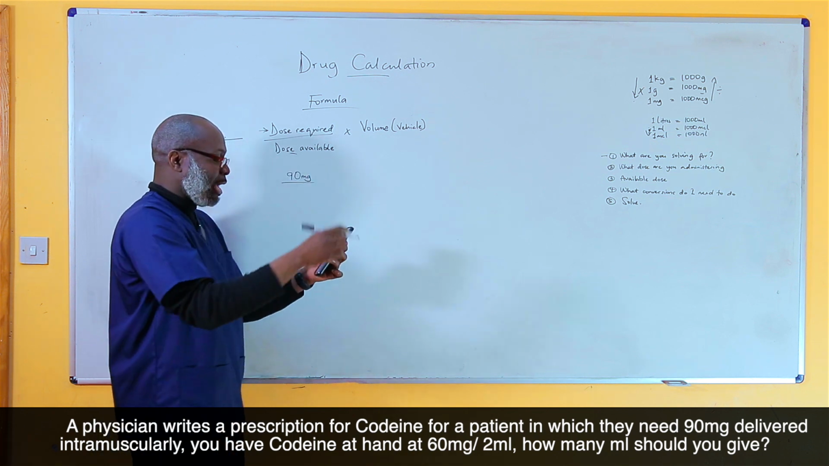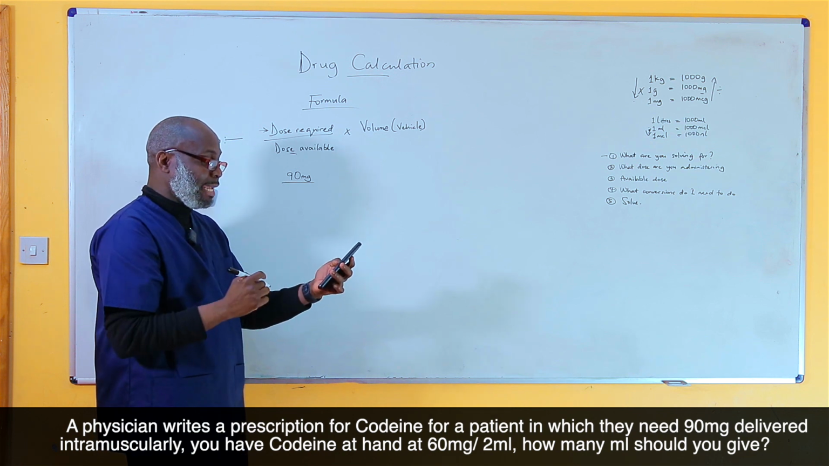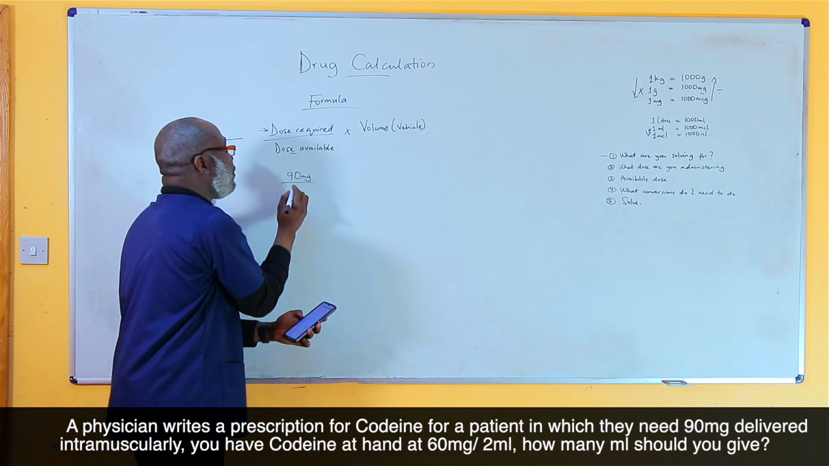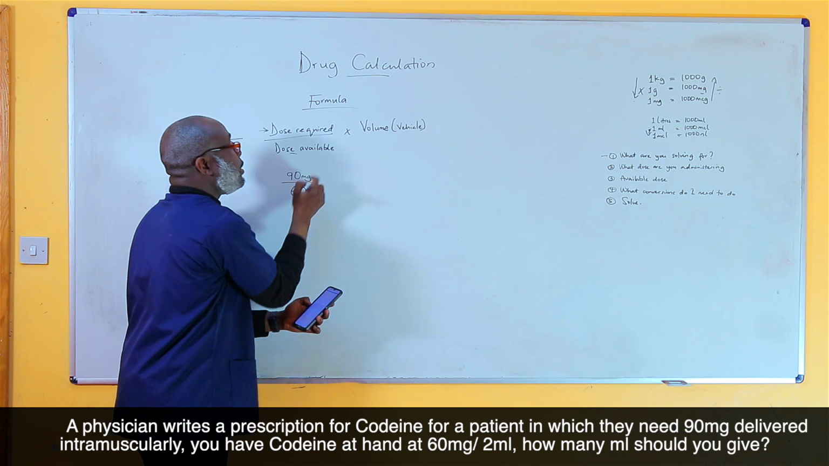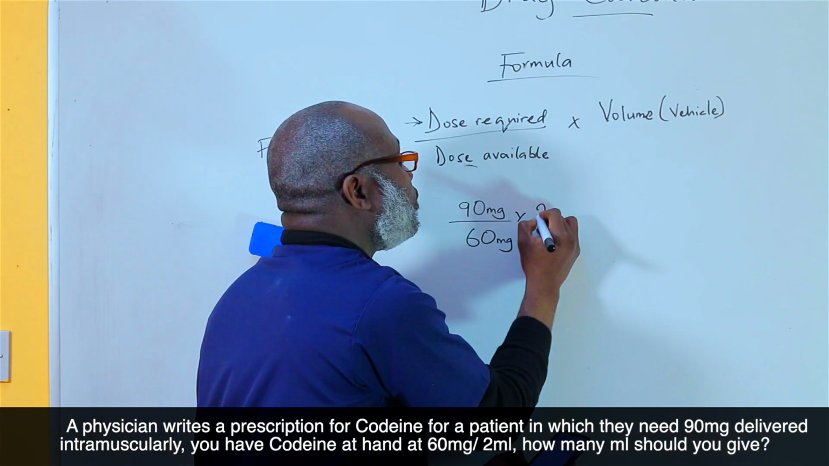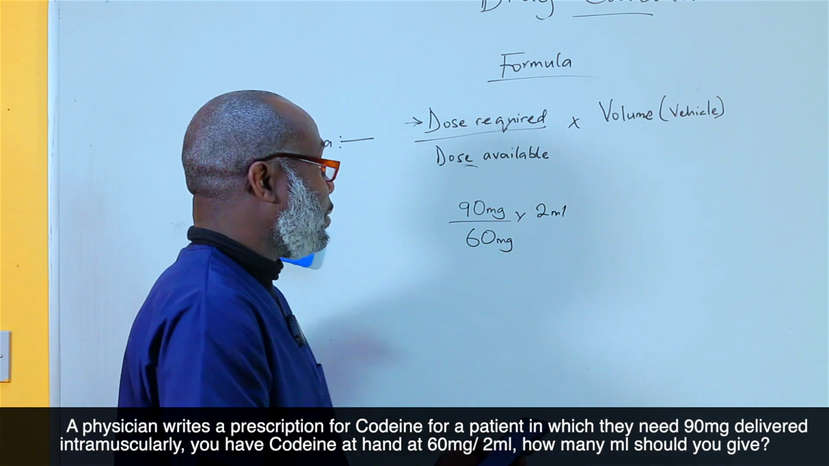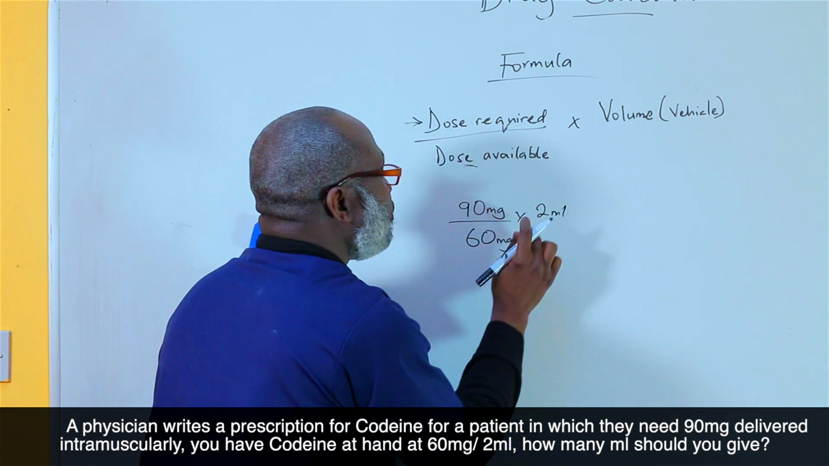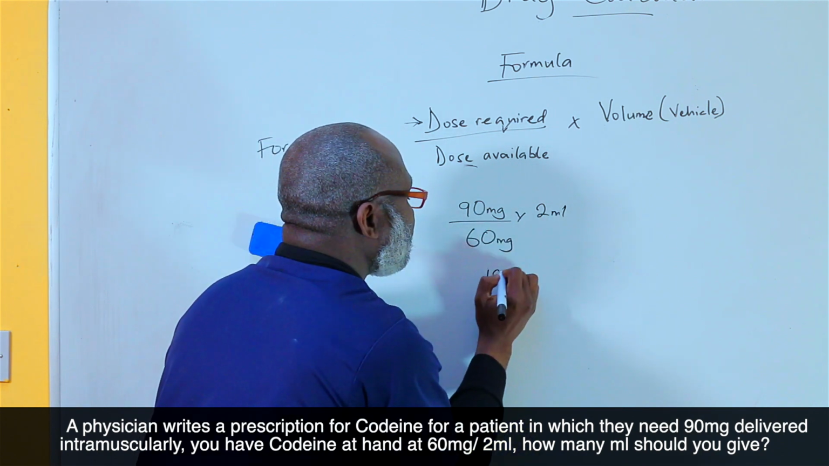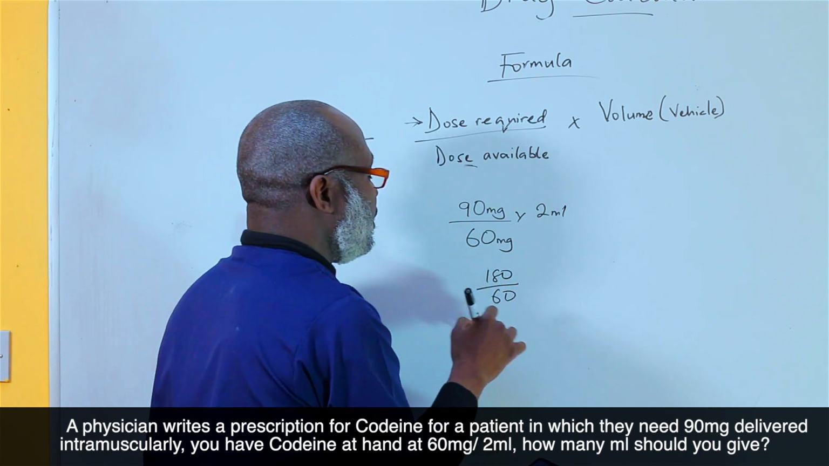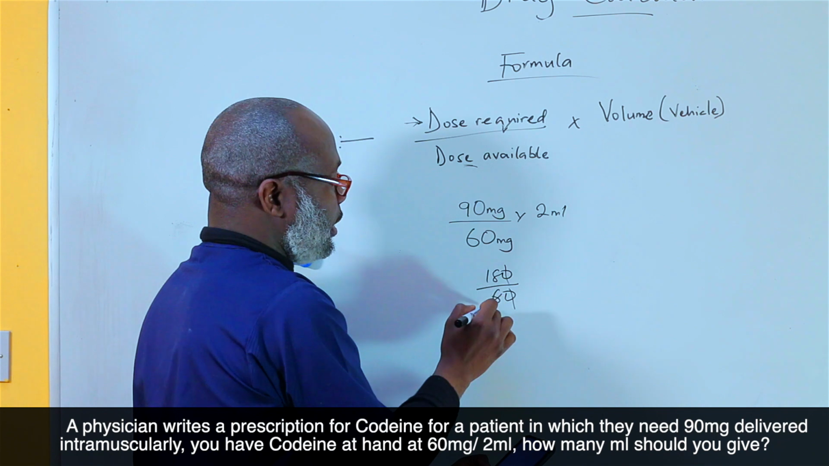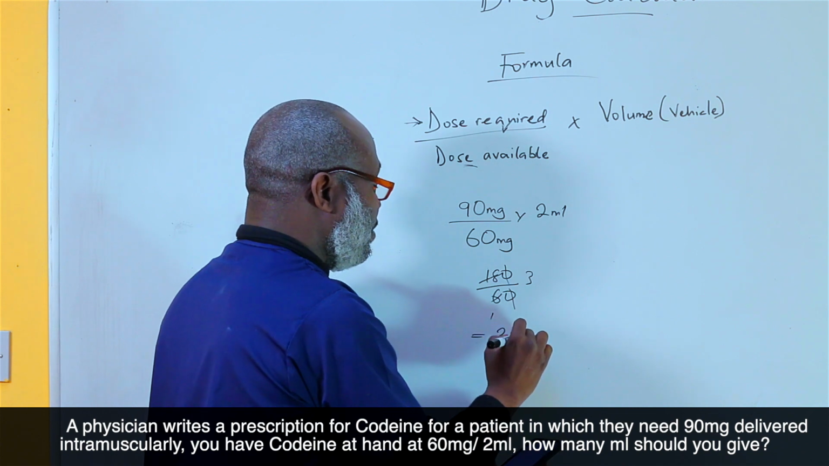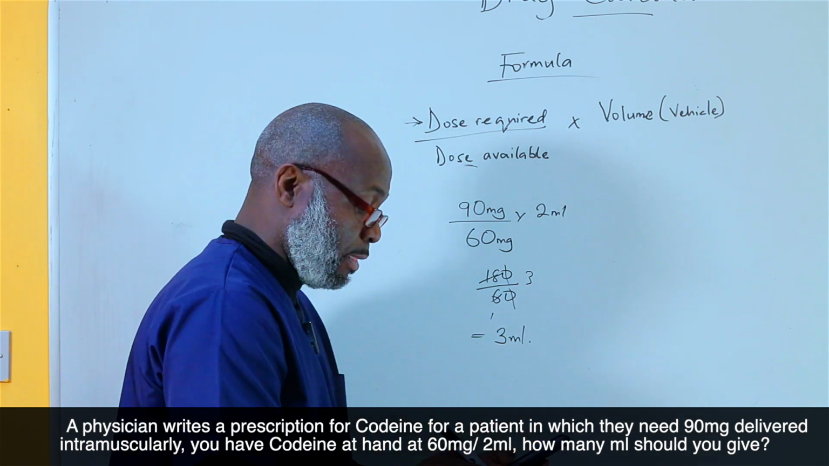Now, over the dose available, it says you have codeine at hand at 60 milligrams in 2 milliliters. So your dose available is 60 milligrams, and the volume is 2 milliliters. That is your formula. So it says 90 over 60 times 2. 2 times 90 will be 180. 180 over 60, so the zero will cancel the zero, 6 here 1, 6 here 3. So you have 3 milliliters. That is the answer, 3 milliliters.